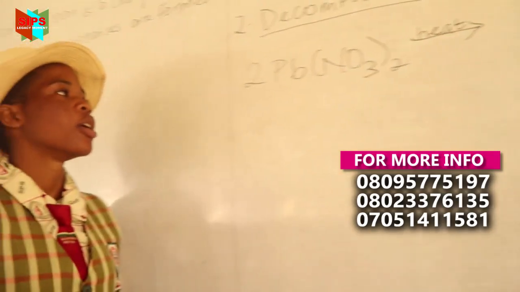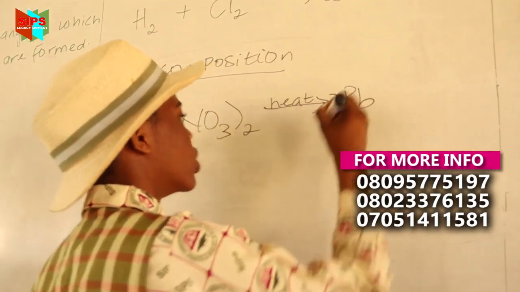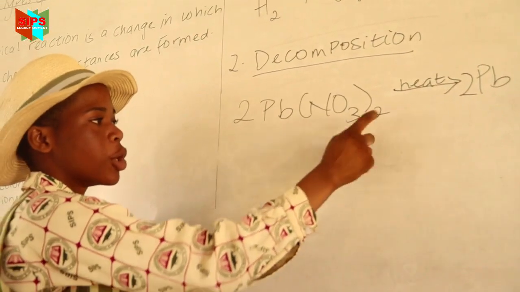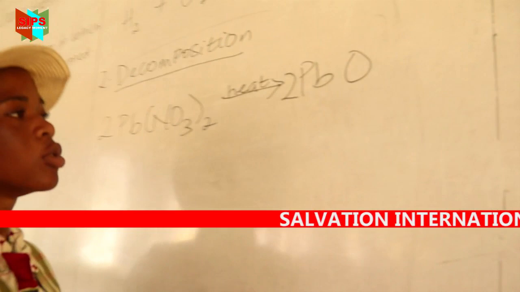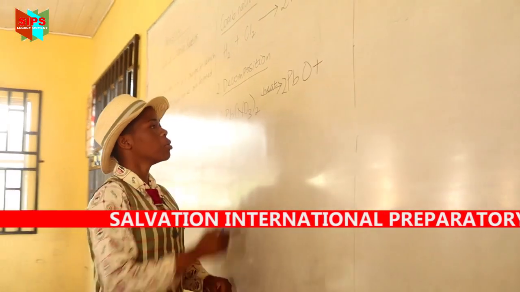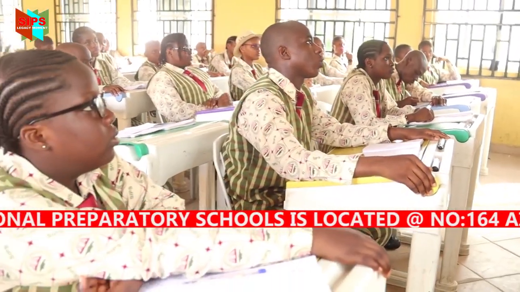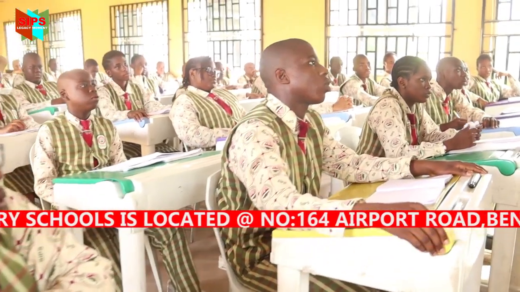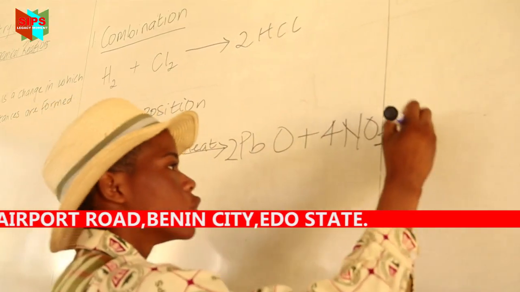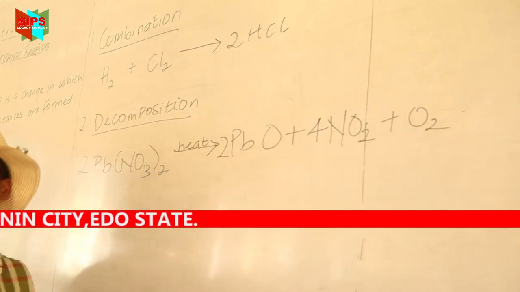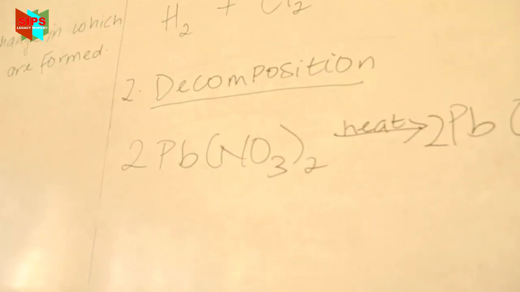Now let's work this together. How many lead do we have here? 2. So, 2 here. How many oxygen do we have here? 3 times 2, 6 times 2, 12. So, how many have I put here now? 2. Plus. Now, how many nitrogen do we have here? 4. So, if I put O here, how many do we have left? 4. So, if I put 2 here, how many do we now have left? 2. Okay. Plus O2. With this, we'll be able to balance this equation. So this is the thermal decomposition of lead(II) trioxonitrate(V) salt.